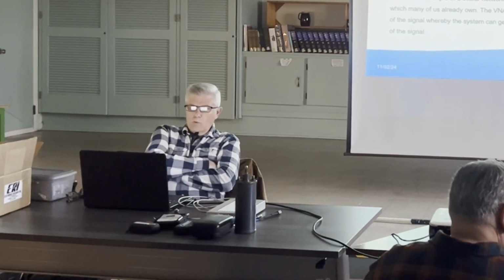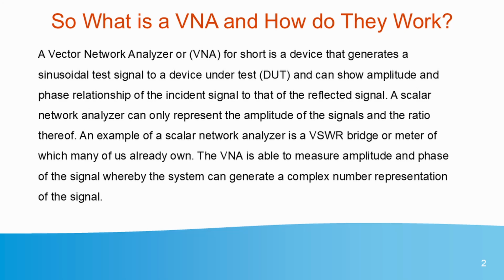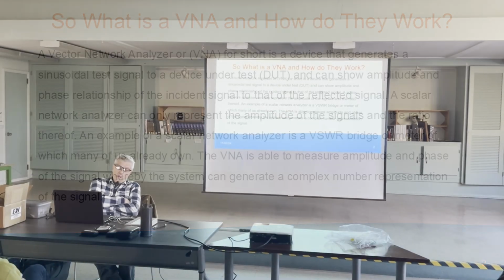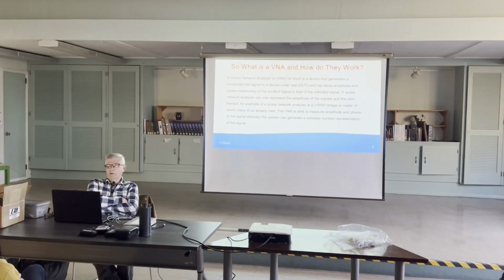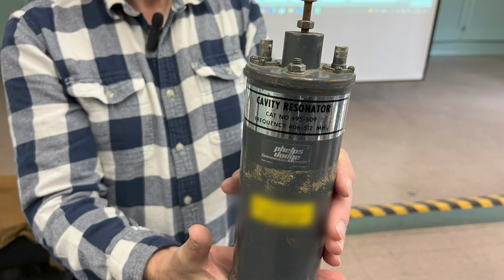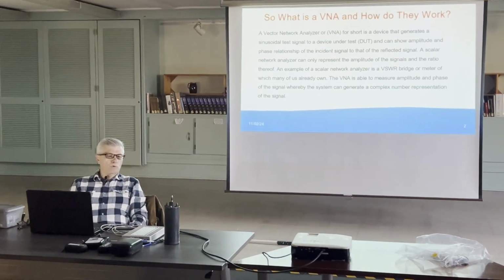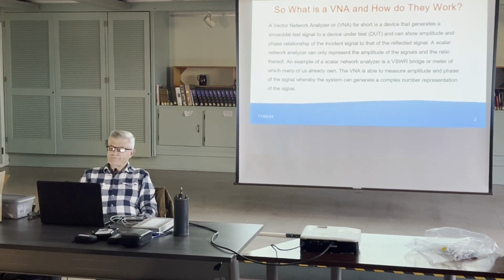So what is a VNA and how do they work? Well, a vector network analyzer, or VNA for short, is a device that generates a sinusoidal signal, so it's a signal generator, to a device under test. That device under test can be a load like an antenna. It can be a through device, like a filter. For this type of measurement, you need to use a two-port device. There are two types, single port and dual port measurements that you can make.